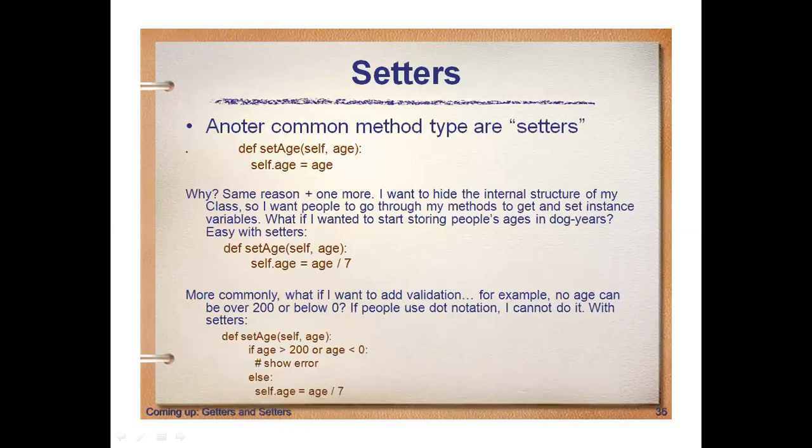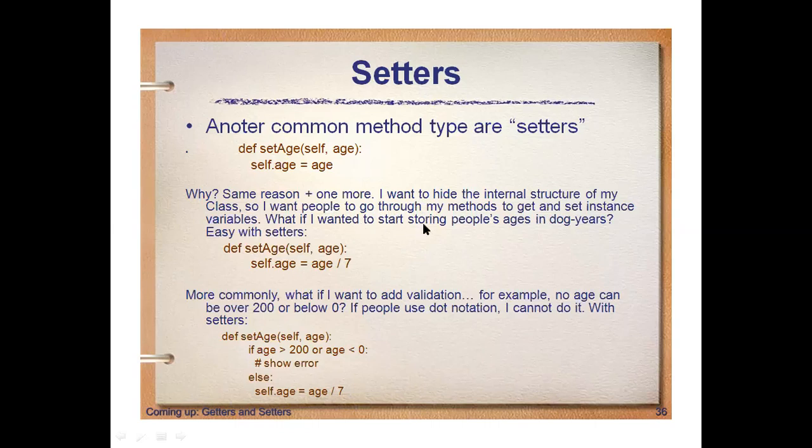Now another thing is the setter. What does this setter do? Again, if you talk about some parameter known as age, why? Same reason plus one more. I want to hide the internal structure of my class. I want people to go through my methods to get and set instances. So I want people to make changes.